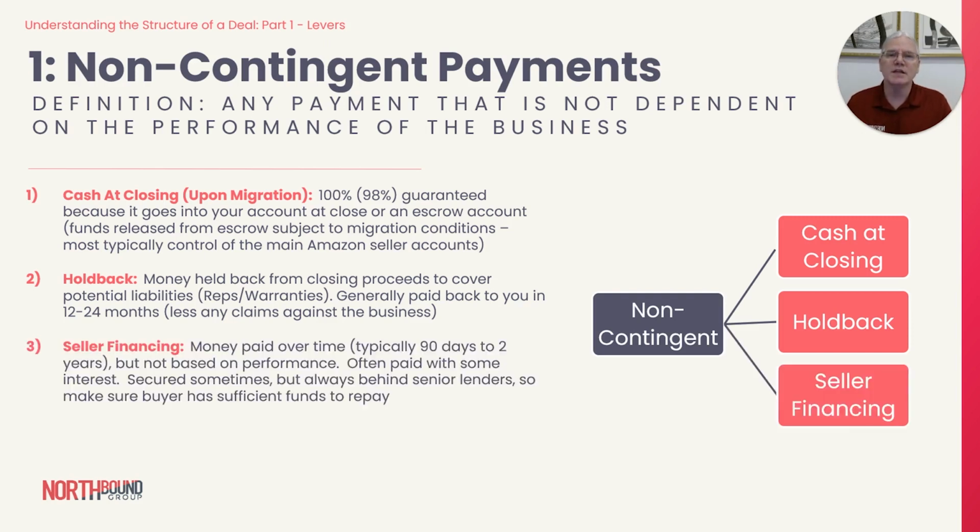The third type of non-contingent payment is what's called seller financing, which is essentially the buyer asking you to finance over time the payments that they owe you. It's typically 90 days to a couple years, but it's not based on performance. It's often paid with some kind of an interest rate attached to it. And it's important to recognize that rarely is it ever secured. Most of the time, you're always behind the senior lenders, and a lot of times you're unsecured. So if your buyer, in essence, goes into default, you might not even get the seller financing. So that's part of your buyer due diligence. That covers the non-contingent payments.